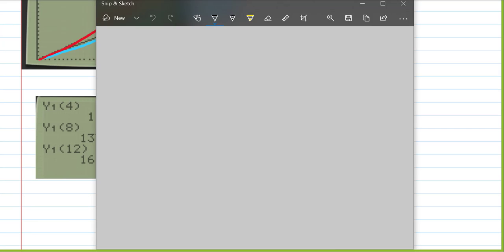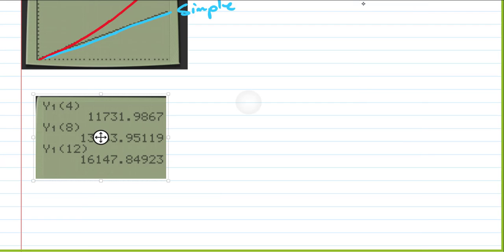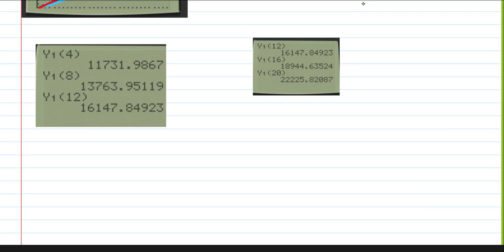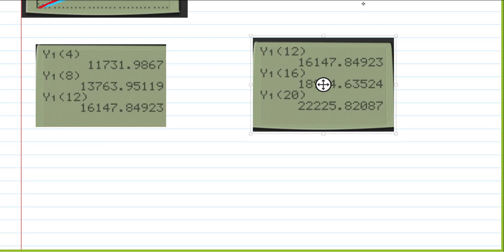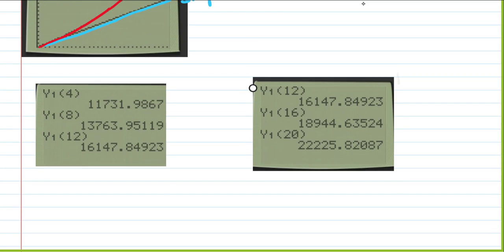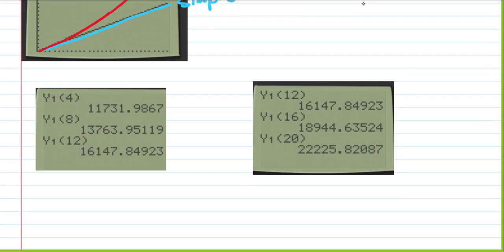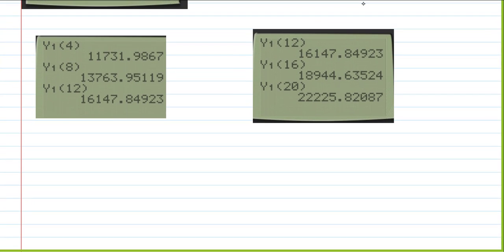So based on the values that we got out of our calculator, we can at least guess a little bit about the last part as well. So we see after 20 years that the account balance is $22,225. So the last thing we were asked is find the time it takes for the account balance to double. Well, doubling is 20,000, so we see it's somewhere between years 16 and 20, and based on those outputs, we're going to guess it's probably closer to 16 than it is to 20.